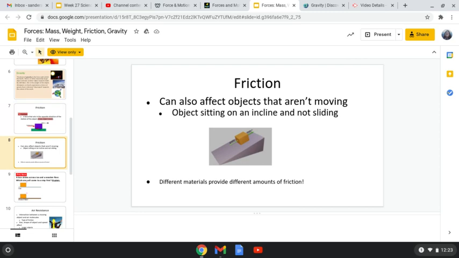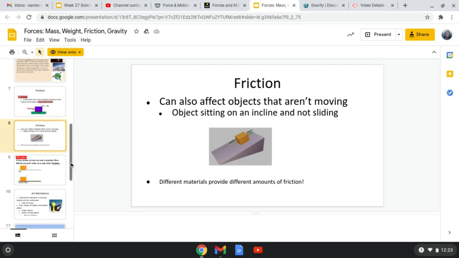Friction can also affect objects that aren't moving, like objects sitting on an incline and not sliding. If I place a box on an incline that has carpet, it might stay, but if I put a box on an incline that has ice, it's going to slide down. So the friction makes it where it will not slide. Different materials provide different amounts of friction. The friction in carpet compared to tile floor or wood floor or rocks or dirt is all different.